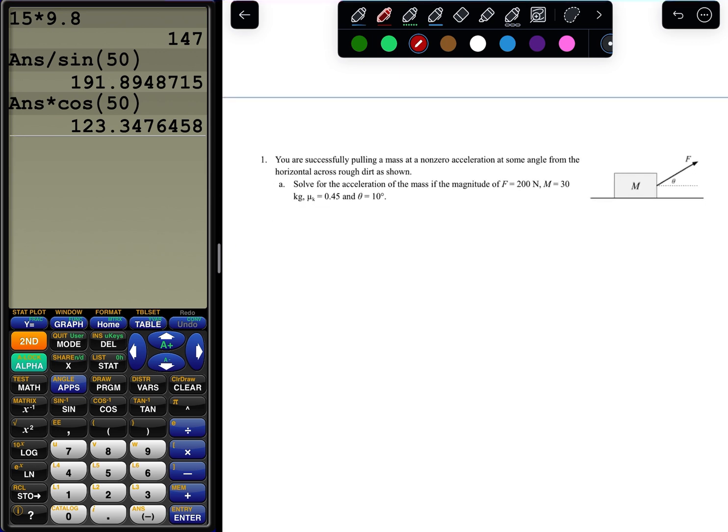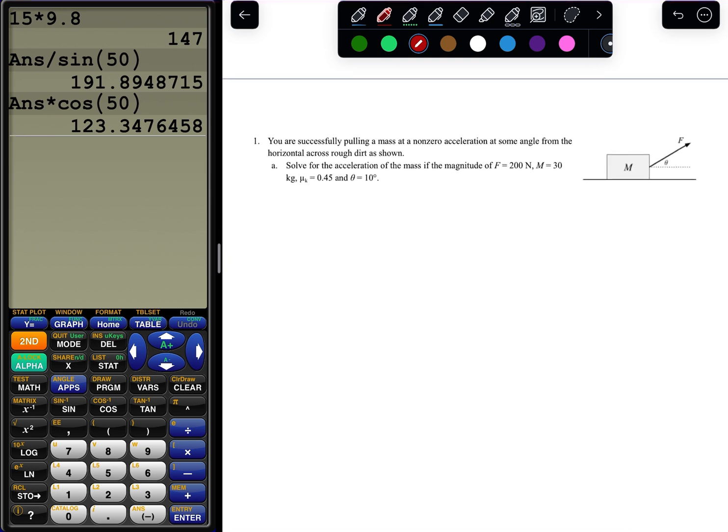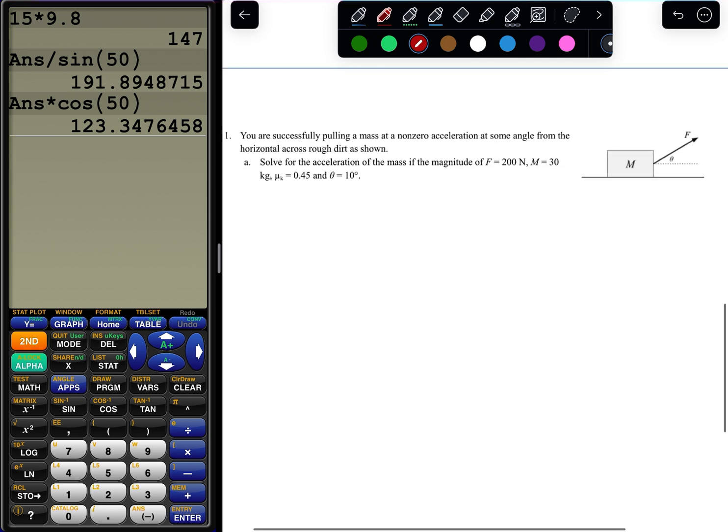So you are successfully pulling a mass at a non-zero acceleration at some angle from the horizontal across rough dirt as shown. Solve for the acceleration of the mass if the magnitude of the force is 200 newtons, the mass of the block is 30 kilograms, the kinetic friction coefficient is 0.45, and the angle theta is equal to 10.